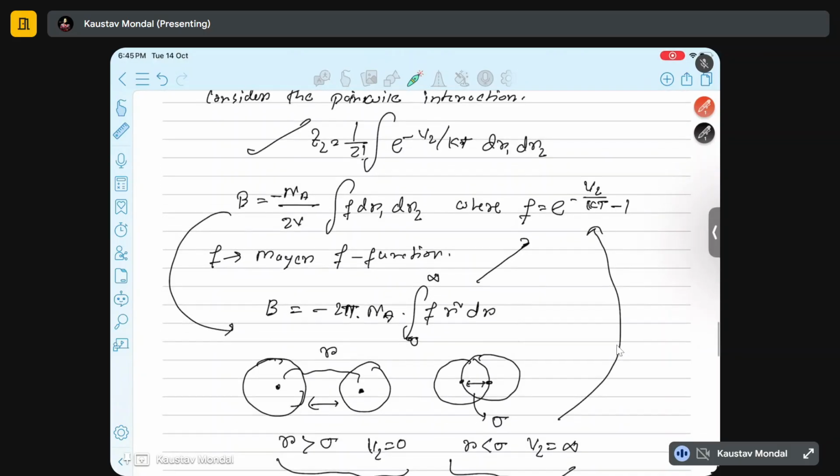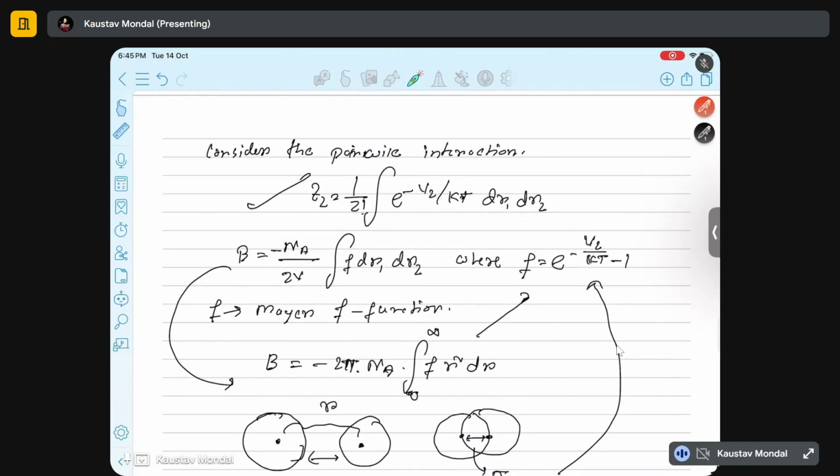Now if you consider a pairwise potential where one and only two particles will be interacting with each other, the particles which are in closer vicinity with each other, those two particles will interact. If we consider such a pairwise interactive potential, for that case the configuration integral Z2 will take this kind of form, where V2 is the functional form of that pairwise interacting potential. dr1 and dr2 are the positions of the two particles.